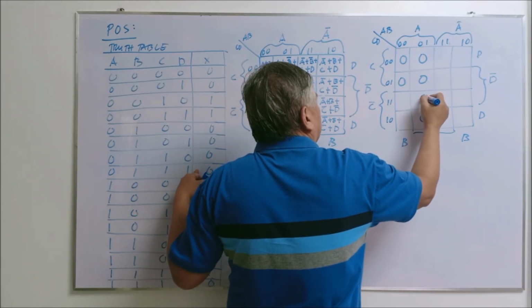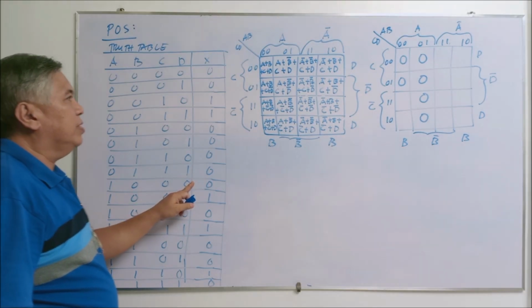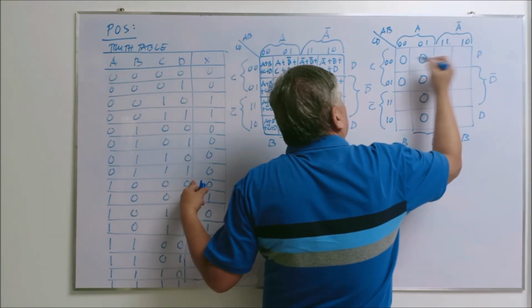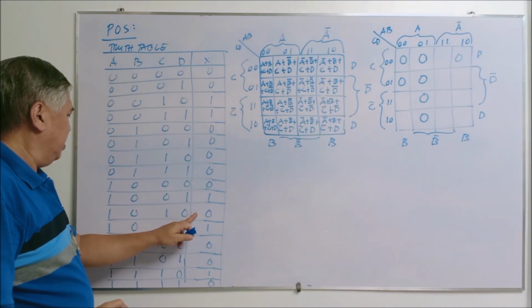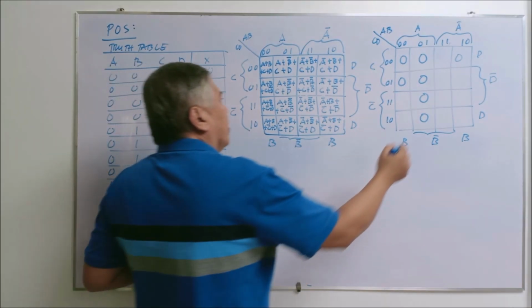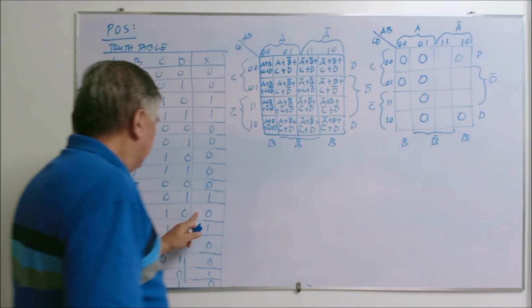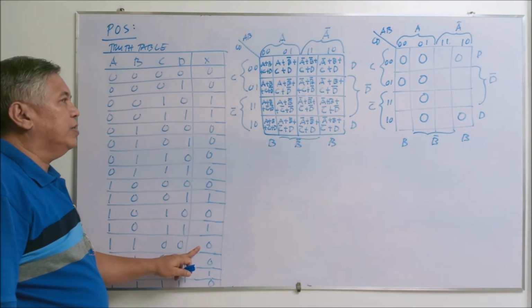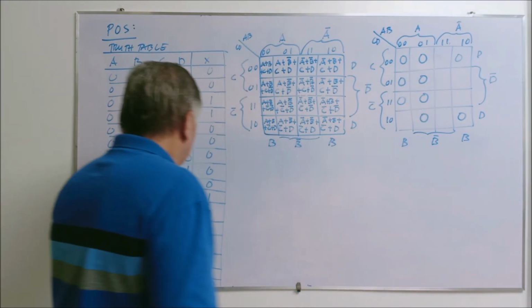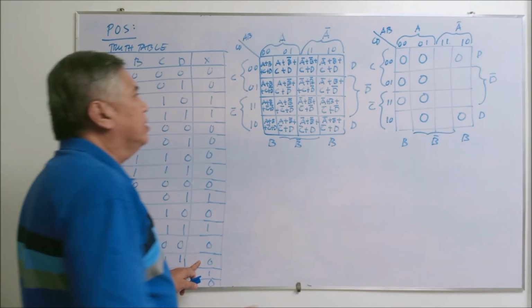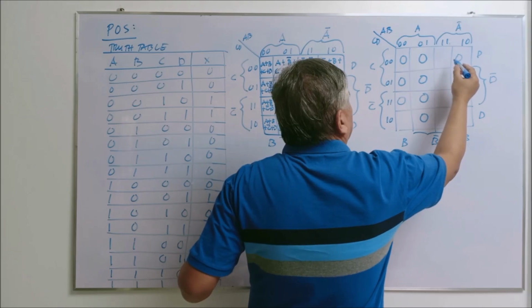0 1 1 1. And then 1 0 0 0, and then this one 1 0 1 0, and then 1 1 0 0 here, then 1 1 0 1.